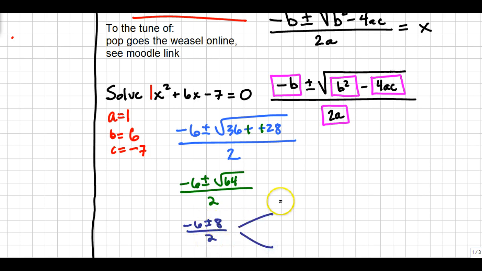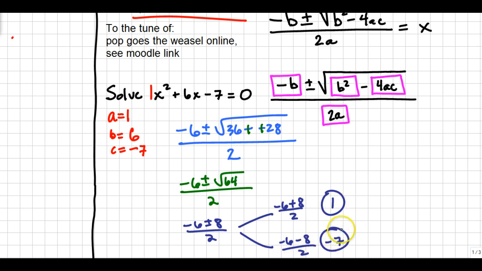First of all, write it out as one with a plus and one with a minus. So I'm going to do the top one with a plus, I'm going to do the bottom one with the minus. Make sure you add or subtract first and divide as your last step. Negative 6 plus 8 is 2, 2 divided by 2 is 1. Negative 6 minus 8, if you're at negative 6 on the number line, you're to the left of 0. If you're taking away 8, you're going to continue going further to the left. So that would be a negative 14 divided by 2 is negative 7.